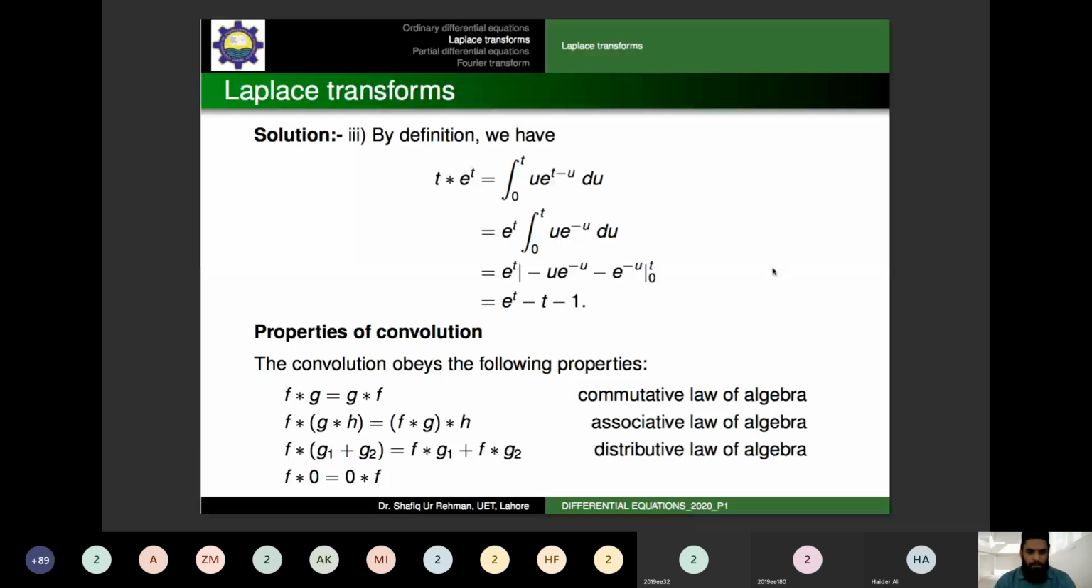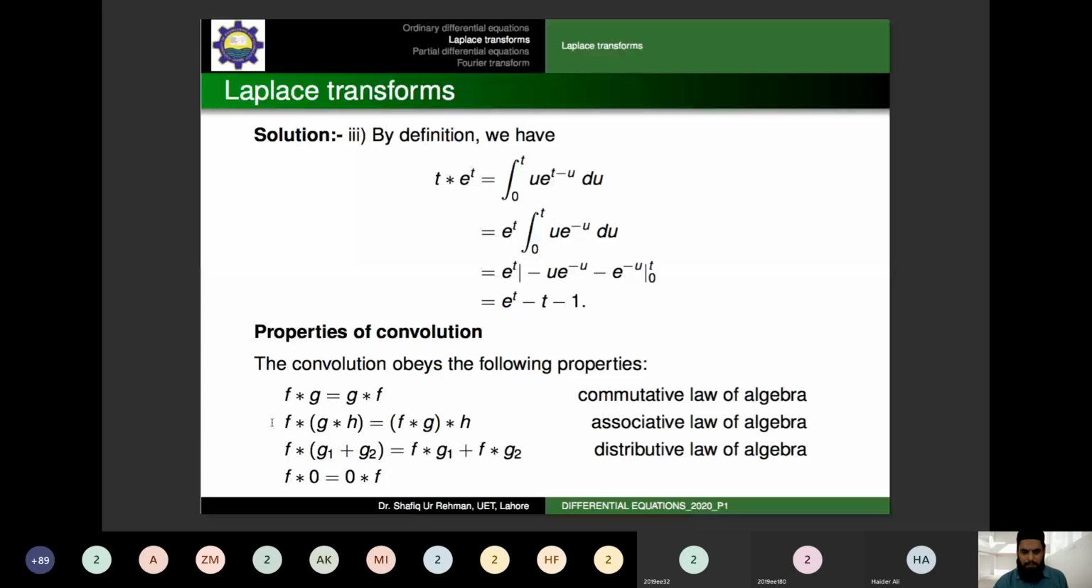Convolution does have properties. If you remember from the assumed knowledge, a group has certain properties behind the scene. The associative law is there, the commutative law is there, the distributive law is there, the identity law is there, the inverse law, pretty much on the same line. We do have properties for convolution. The convolution obeys the following properties. f star g is equal to g star f, and this is known as the commutative property. I mean, if you swap them, f by g and g by f, you will get the same answer. Like in this case, t star e raised to power t has this expression. If you swap them, e raised to power t star t will turn out to be the same answer.